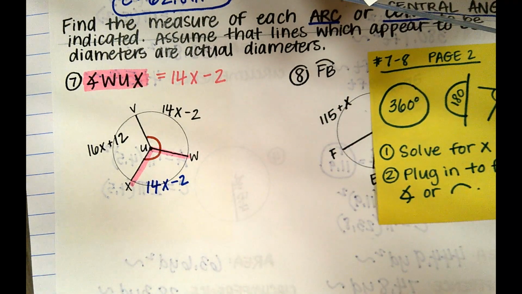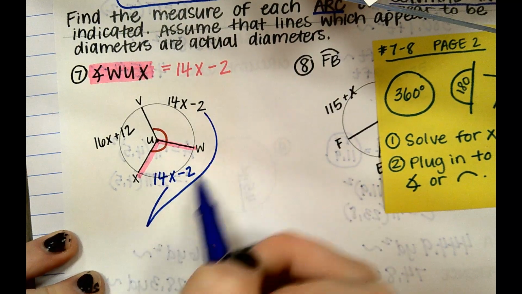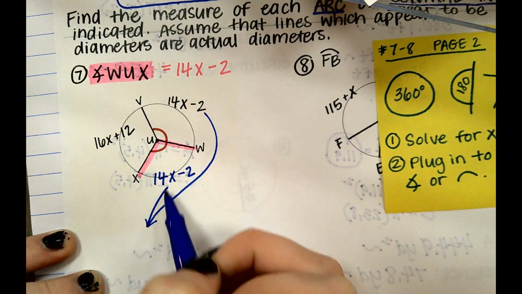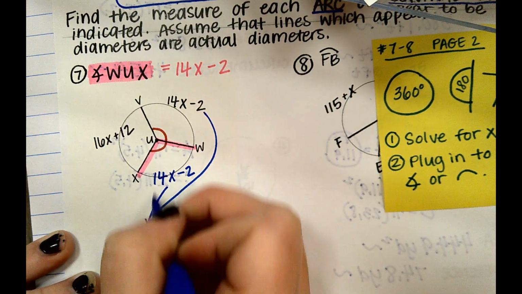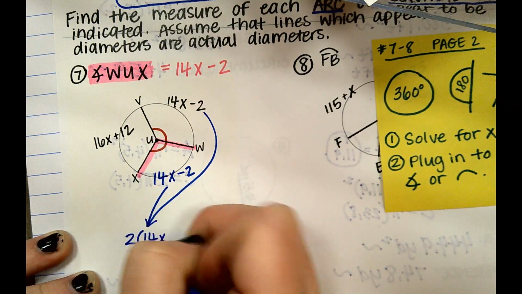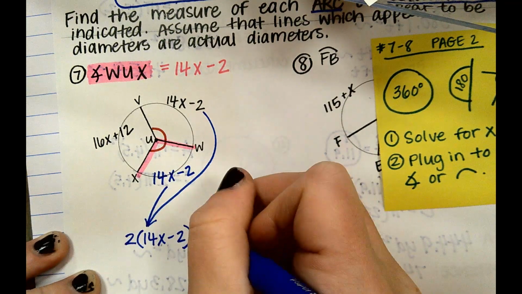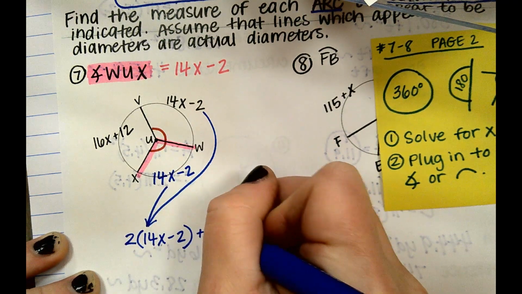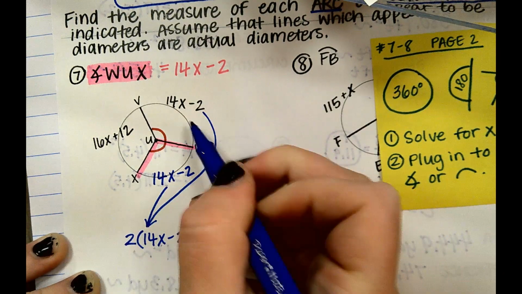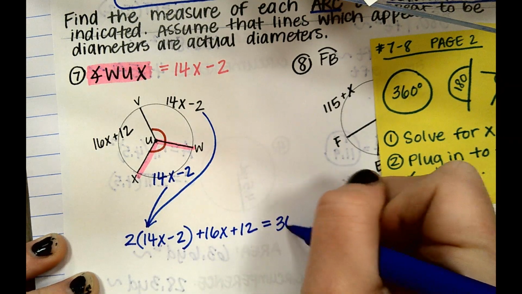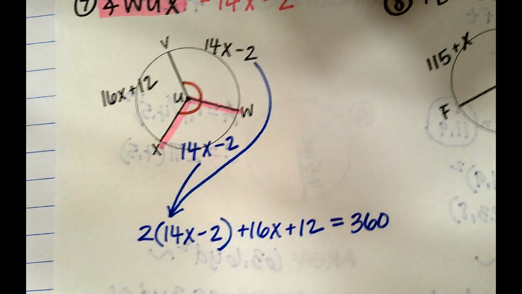14x minus 2 plus 16x plus 12 equals 360. Yes, I'm going to draw this kind of arrow thing just to show why I'm putting a 2 here. There's two of these values. 2 times 14x minus 2. So that's both of these, plus the 16x plus 12 equals the whole circle, 360. So there's my equation.